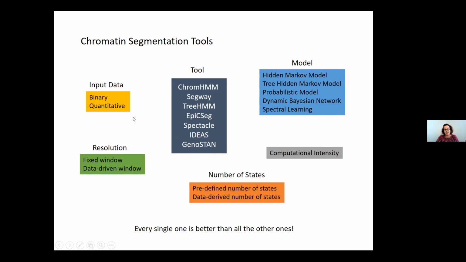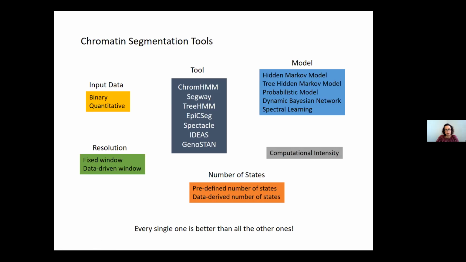For example, you can have tools which use binary data, so either your mark is present in a certain region or it is not present. Or you can have tools which actually use a quantitative signal for each region. A lot of them have fixed windows, but some also use data-driven windows. With some of them, you need to tell them how many states you want at the end. And with some of them, they will also take this from the data and use a data-derived number of states. They're also quite vastly different in the amount of compute power that they need to run.